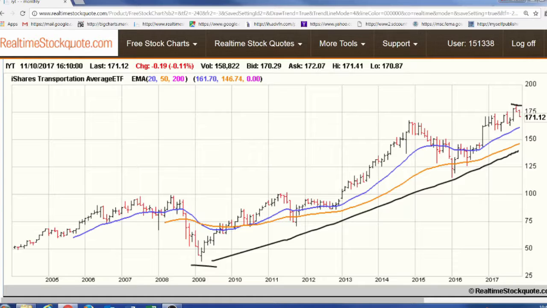It doesn't mean that we're going to have a crash tomorrow or anything like that. It's just simply a red flag that warns us as investors to pay attention and perhaps be prudent and don't lose money.